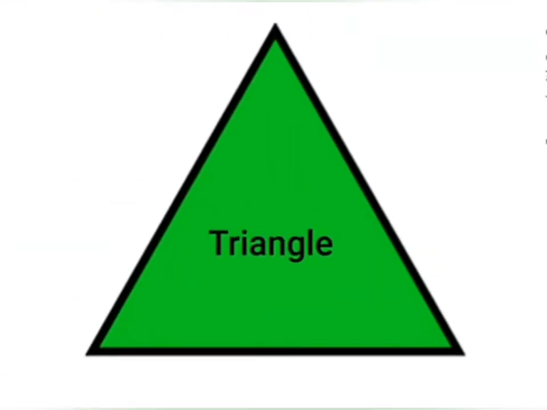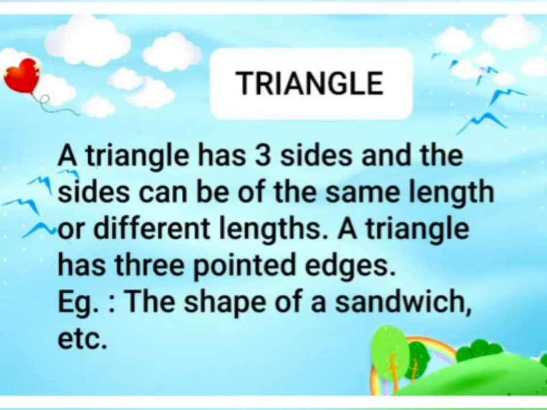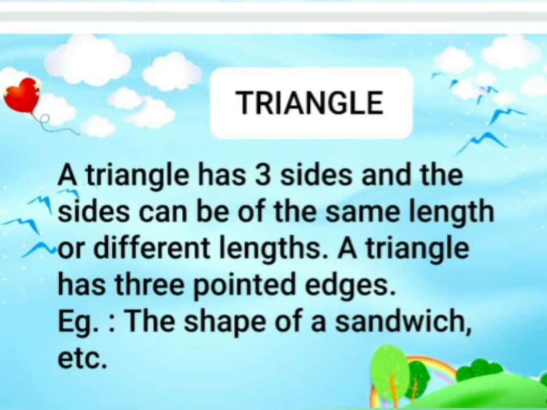Now, we have a triangle. What is its color? Right, green. A triangle has 3 sides and the sides can be of the same length or different lengths. A triangle has 3 pointed edges. For example, the shape of a sandwich, etc.